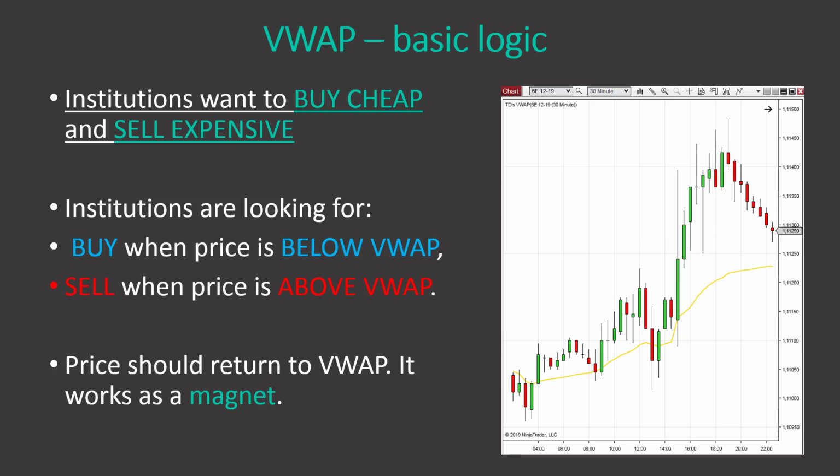Now, why is that? The reason is that the VWAP works as a magnet. There's a lot of liquidity around the VWAP because everybody wants to trade around the VWAP. It's sort of fair value in the market. So it works as a magnet. This is an important thing to remember. VWAP always works as a magnet. So the price tends to return to it like this, all right? So that's why the basic logic behind VWAP is buy when the price is below VWAP and sell when the price is above VWAP.